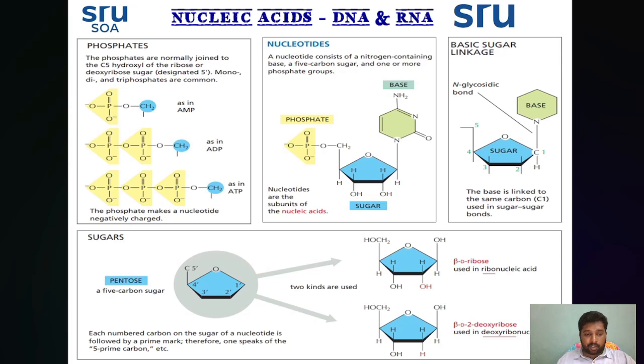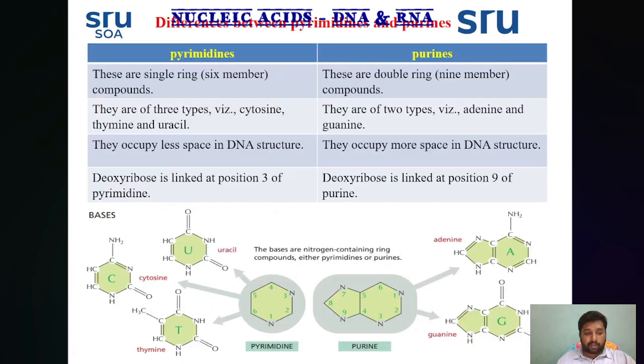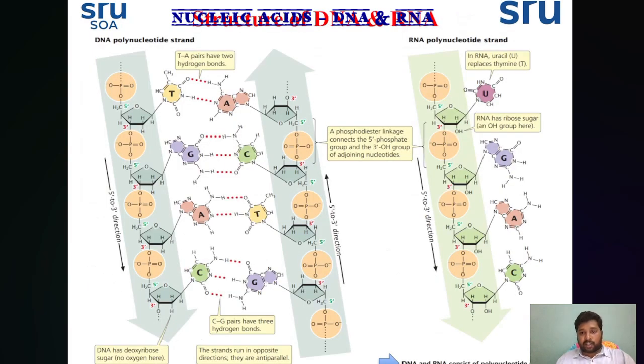Let us go to the next slide. Here, two types of nitrogenous bases are classified into pyrimidines and purines. Pyrimidines are 6-membered single ring compounds, whereas purines are 9-membered double ring compounds. Uracil, cytosine, and thymine fall under the pyrimidine category, and adenine and guanine fall under the purine category. The sugar is linked at position 1 of pyrimidine, whereas it is linked at the 9th position of the purine. Okay. And now the structure of DNA and RNA, which is very important here.